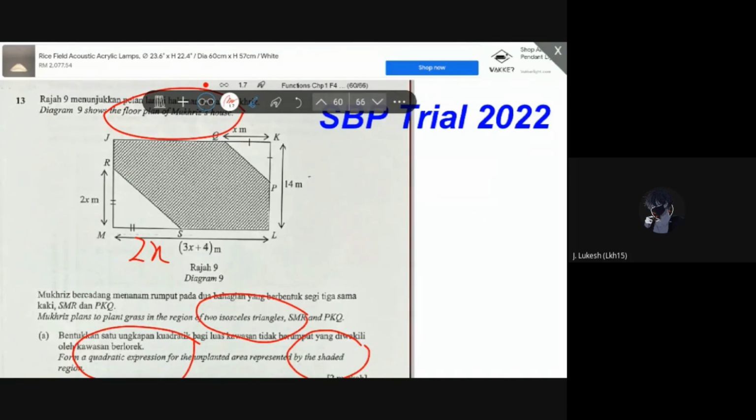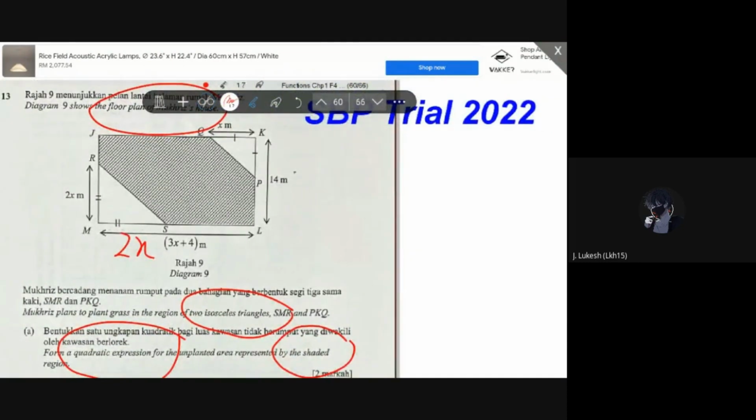It's going to be quite long to type out. Just short, short. Don't type out so long. What is your idea? Luas segi 4 minus triangle. Yes, very good. Correct. Means you will take luas seluruh yang ni minus this triangle minus this triangle.